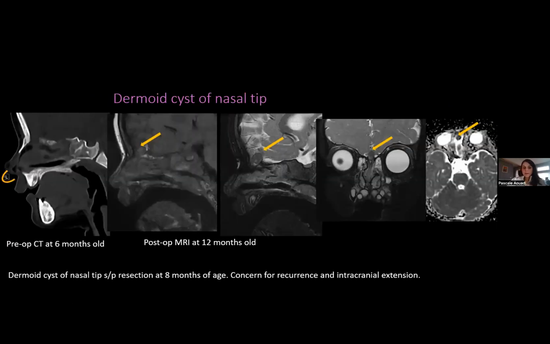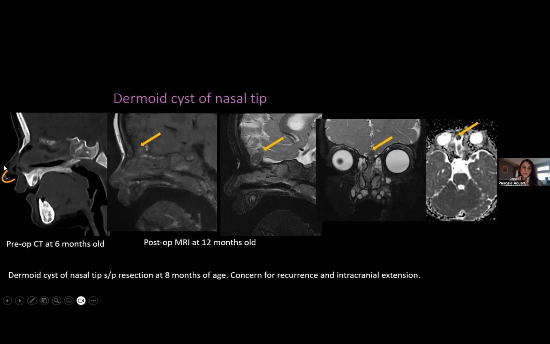This is an example of a patient who presented initially at 6 months of age, and this is the pre-op CT scan. They had a mass at the level of the nasal tip, which is of more fatty density, corresponding to dermoid cysts. We don't really appreciate much of an intracranial component at this point. Note that this is a CT, and it will be hard to tell if there is any intracranial component based on this only. There might be some widening of the foramen cecum, although this as well at this age can be hard to tell.